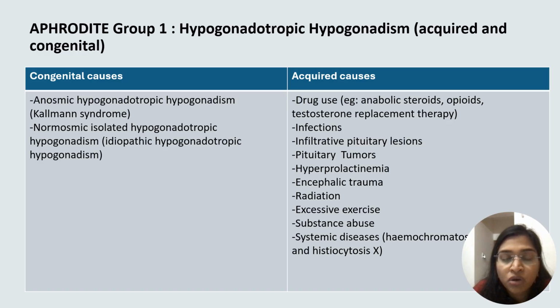Now discussing the causes, the congenital cause is anosmic hypogonadotrophic hypogonadism, known as Kallmann syndrome. It can be normosmic isolated hypogonadotrophic hypogonadism, also known as idiopathic HH. Acquired causes are drug use, for example anabolic steroids, opioids, testosterone replacement therapy. It can be because of infections, infiltrative pituitary lesions, pituitary tumors, hyperprolactinemia, encephalic trauma, radiation, excessive exercise, substance abuse, systemic diseases, that is hemochromatosis, histiocytosis, etc.